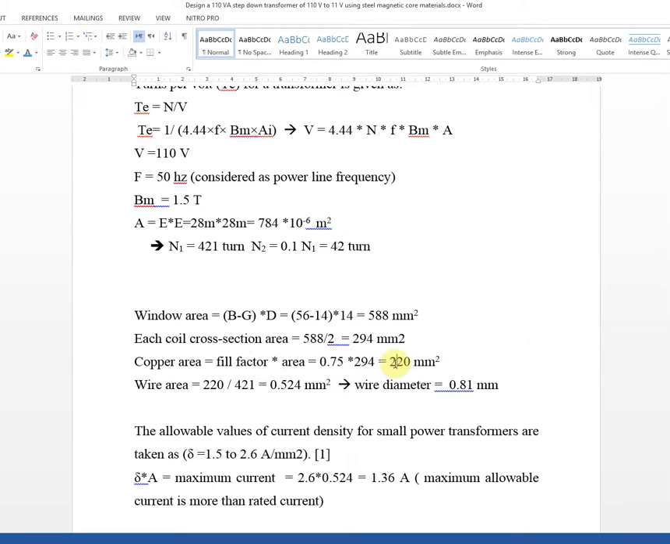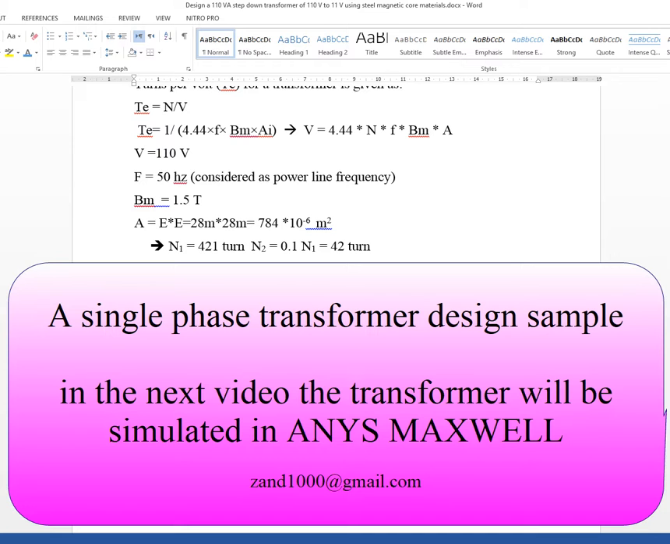So our copper area will be 220 millimeter squared. As we know the number of turns, we can calculate each conductor area. The wire area will be equal to 220 divided by 421. And we can calculate the wire diameter easily.